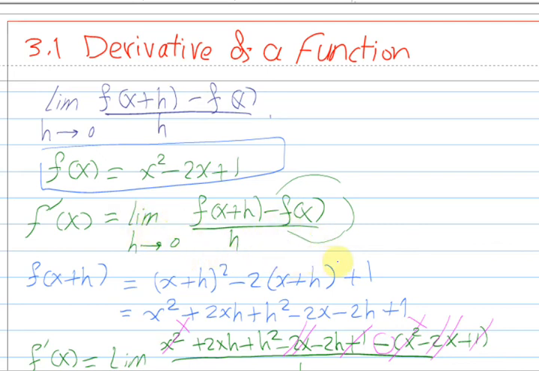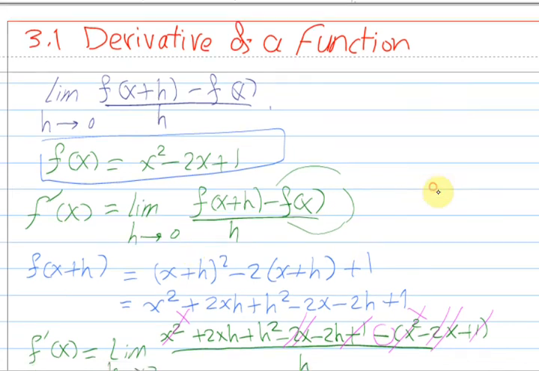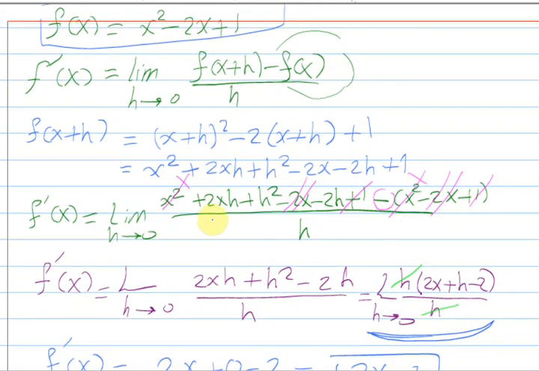Every element in f of x will disappear with another one of f of x plus h. And we have only some elements containing h in each one of them. So we take h common factor, simplify it with the h in the denominator, and then write what is left with limit as h approaches 0, it was only 2x minus 2.